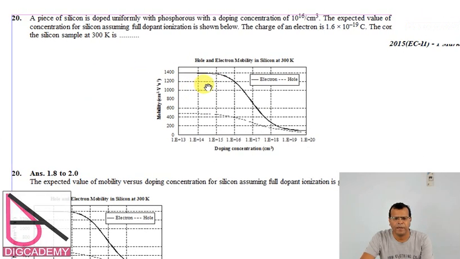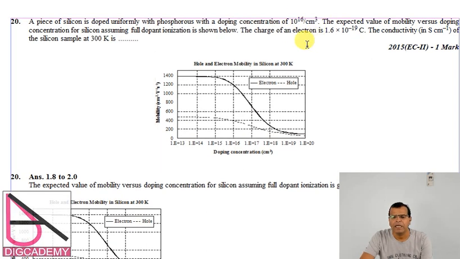So now let us see the next question. A piece of silicon is doped uniformly with phosphorus with a doping concentration of 10^16 per centimeter cube. The expected value of mobility versus doping concentration for silicon, assuming full dopant ionization, is given below.